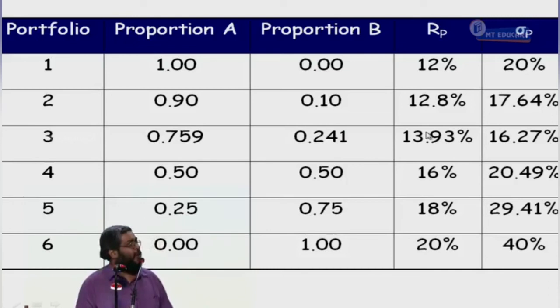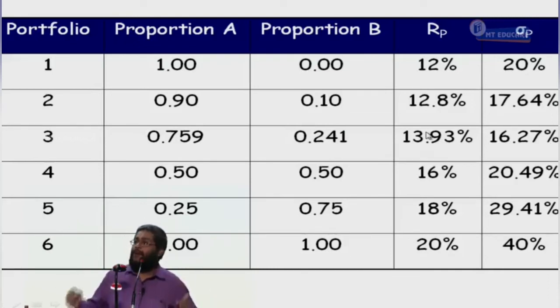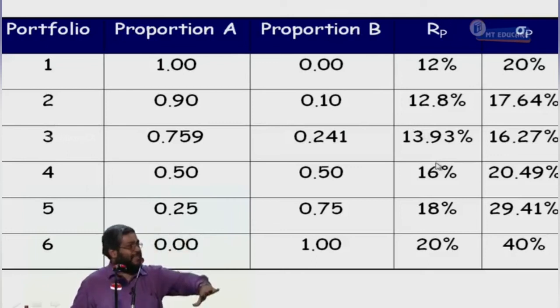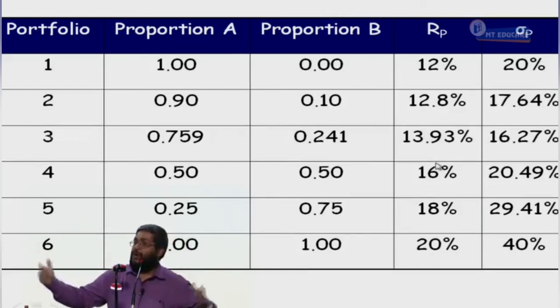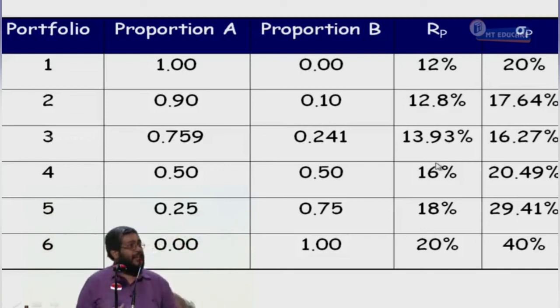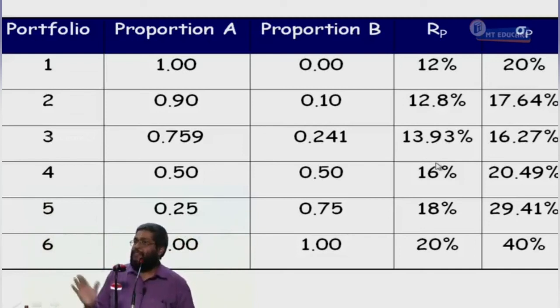So what I did? I further injected B. I made 50A and 50B. The return increases, yes. But the risk also begins to increase. That means after some time, there is a saturation point where the benefit of diversification gets exhausted and the risk begins to increase. Everybody following what I am saying? This is the second observation we made from this particular data.